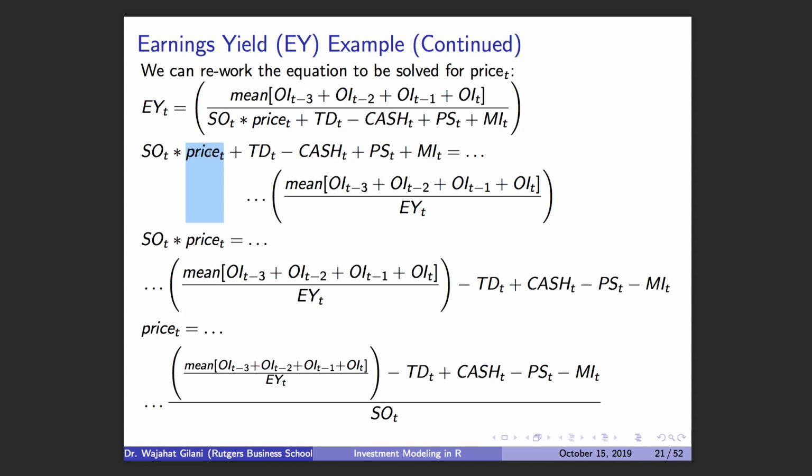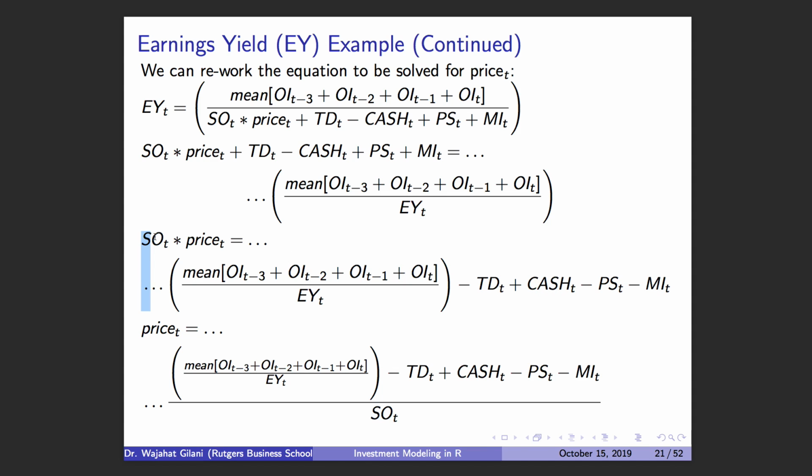Why is that? Because we're trying to isolate price, guys. Remember, we're trying to solve this equation in terms of price. Now, this value, I subtract over here onto this side. This one, I add on to here. This one, I subtract out to here. This one, I subtract out to here. Excellent. Now I'm just left with shares outstanding times price equals this mess of an equation right here.